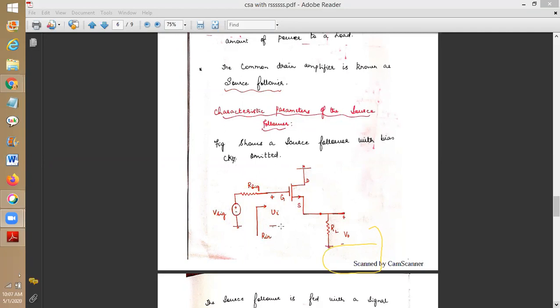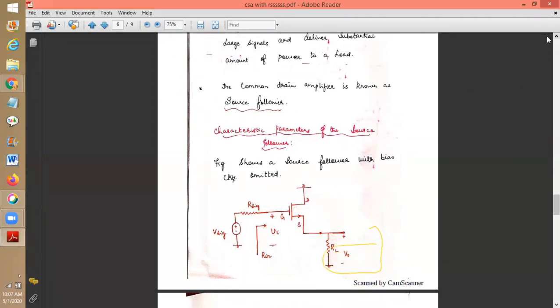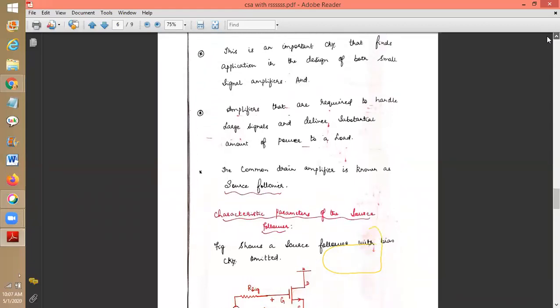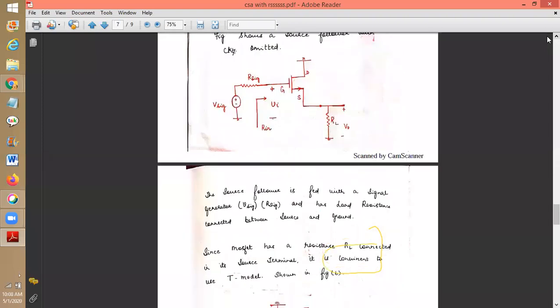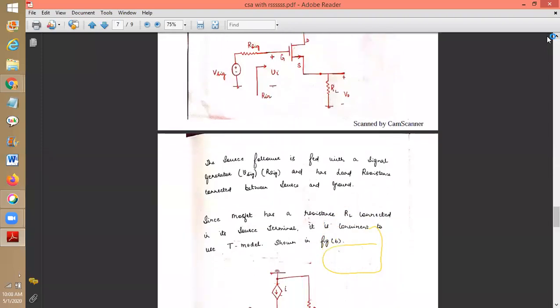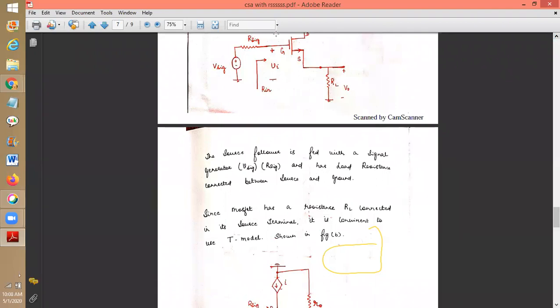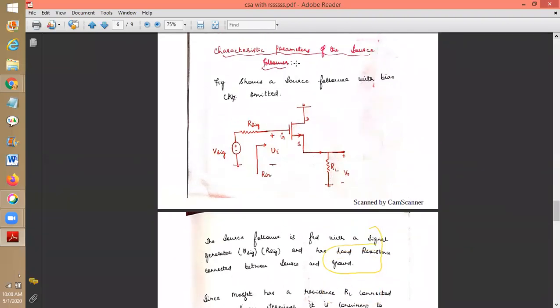For this we have to start finding the different parameters. V signal is the input voltage, R signal is the resistance attached to it. So for this we have to find the different parameters.